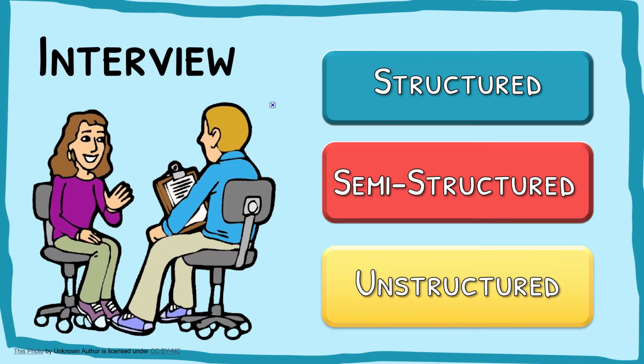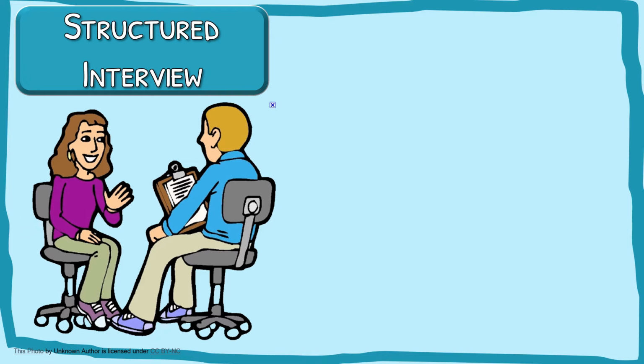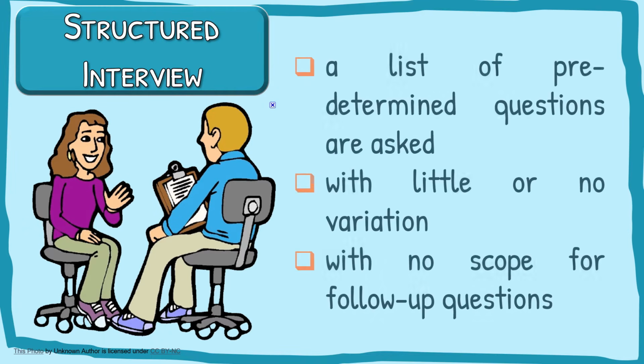There are three fundamental types of research interviews, which are structured, semi-structured, and unstructured, in accordance with the research design used. A structured interview refers to essentially verbally administered questions in which a list of predetermined questions are asked with little or no variation and with no scope for follow-up questions to responses that warrant further elaboration. The researcher should not ask beyond what is written in the interview questions.